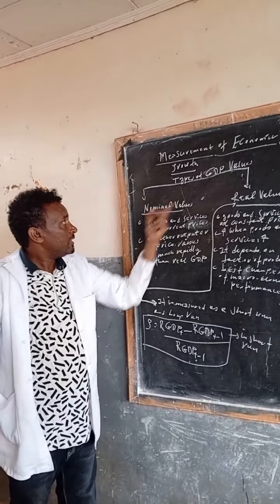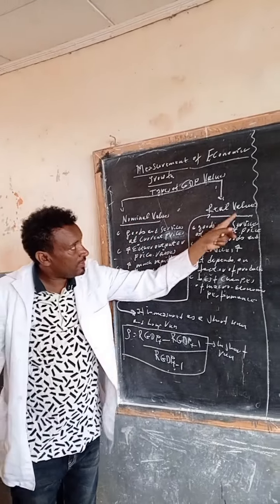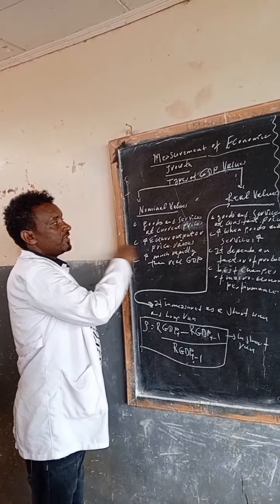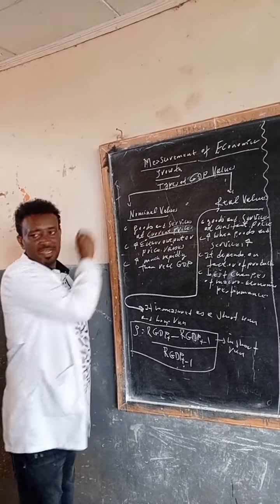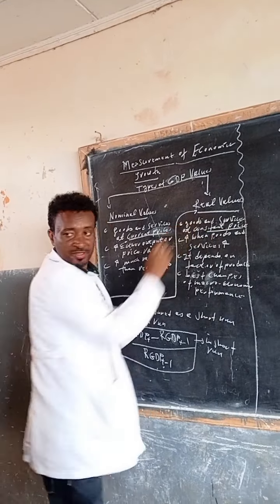As I said before, GDP has two values. The first one is nominal values and the second is real values. What is meant by nominal values? It is goods and services measured at current prices. Whereas what about real? At constant prices. This shows the differences.